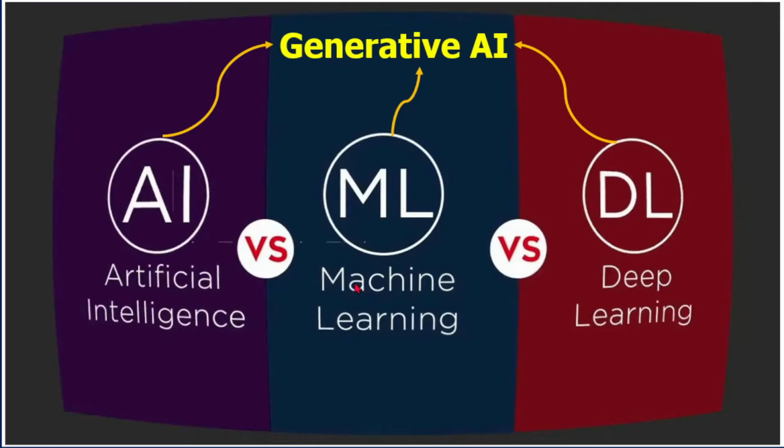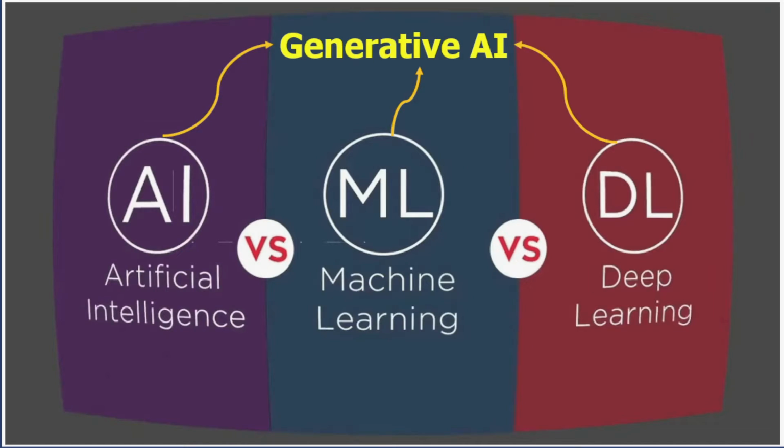So in this video lecture, we are going to look at the different types of artificial intelligence such as AI, machine learning, deep learning, and also we will be focusing on generative AI. And also we look at the differences between them, how they differ from each other.